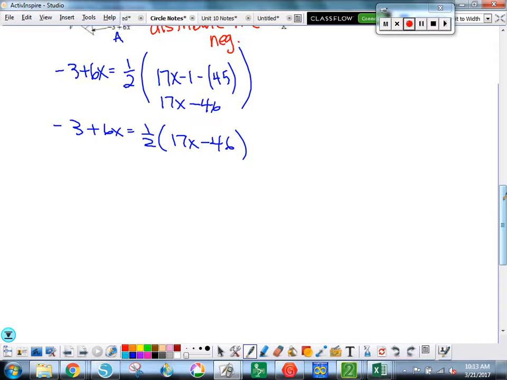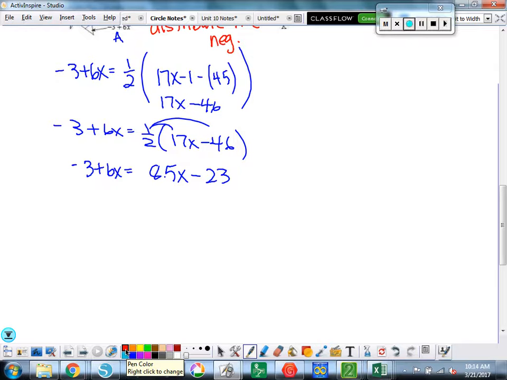What's the other way? How else would we get rid of the 1/2? Times it by 2. But if we distribute, we get 1/2 times 17, 8.5x minus 23. And now you just solve.